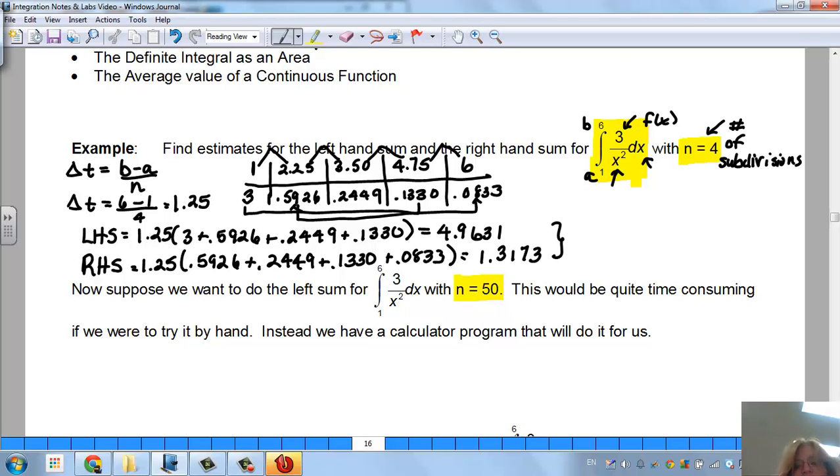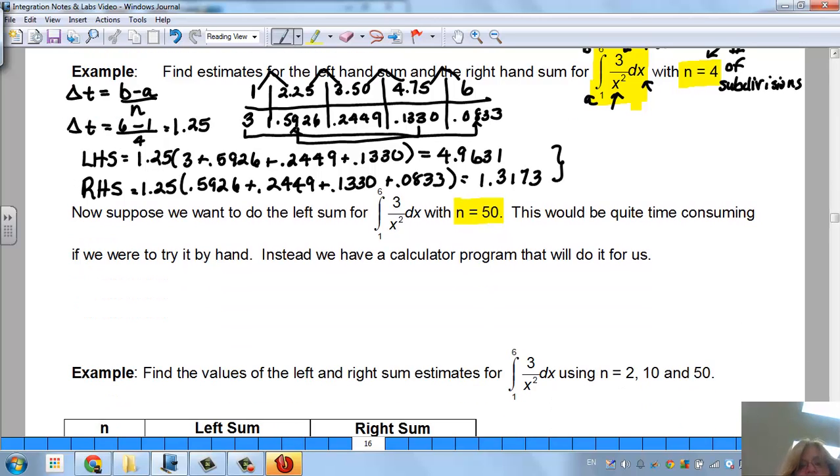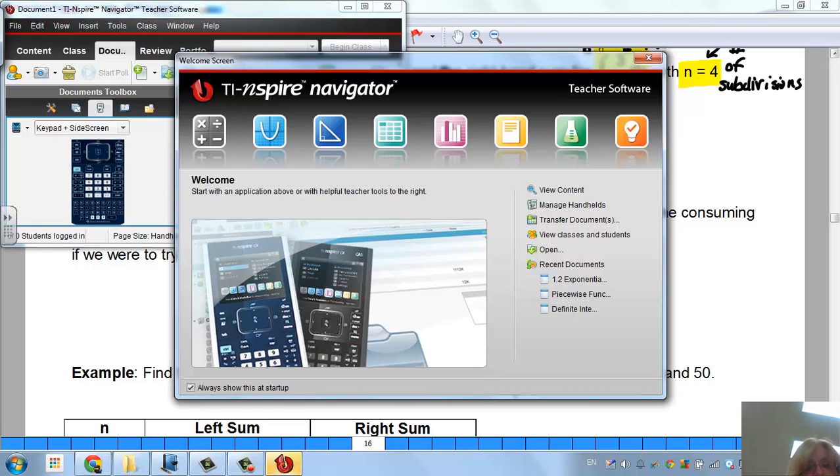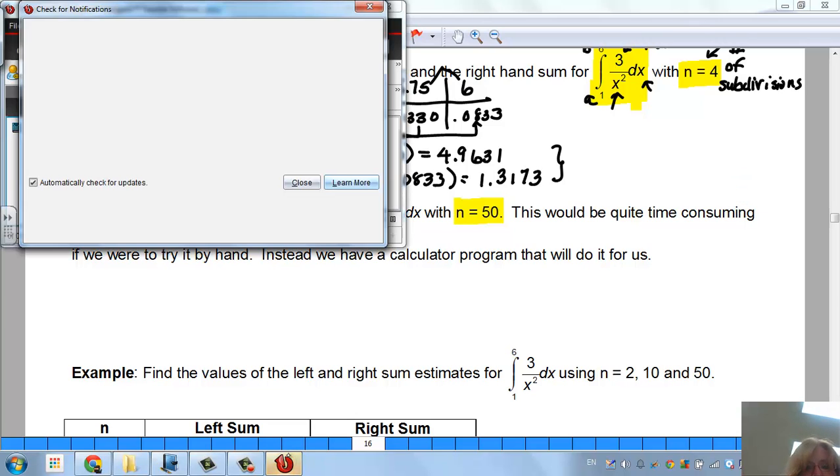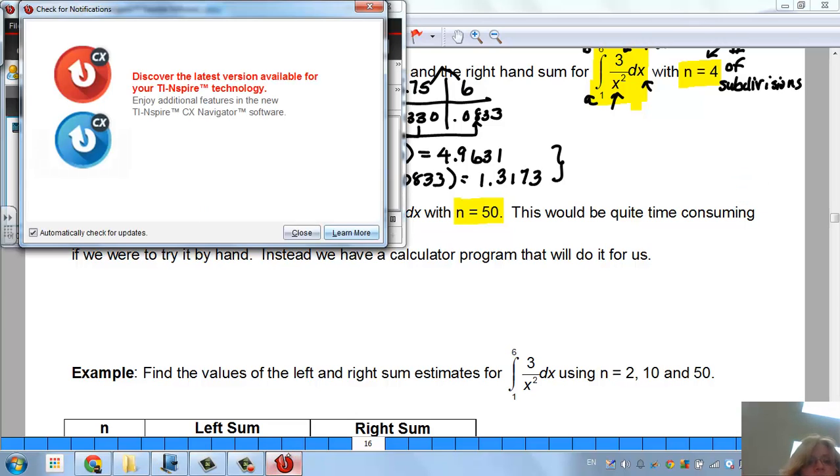This would be quite time consuming if we were to try it by hand. Instead, we have a calculator program that will do this for us. So basically, if you would please, write down all these steps, and then I'm going to do one with you because I've opened up my Inspire here so that we can look at it. So I'm going to have it open here for you to look at.